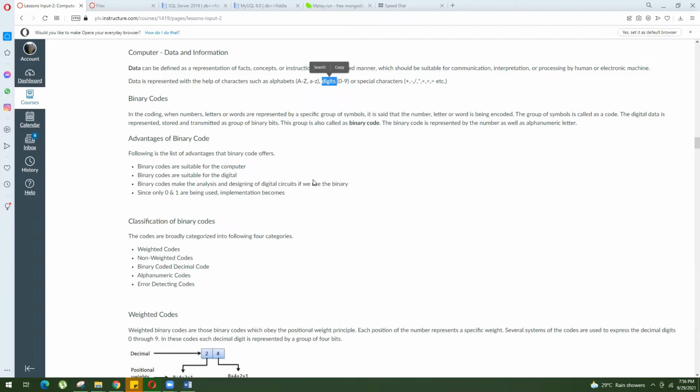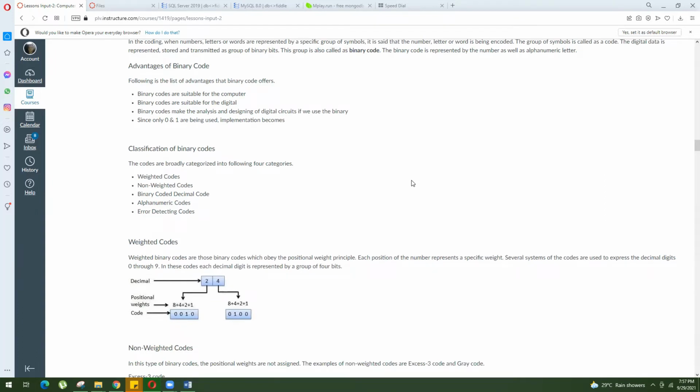Binary code, on the other hand, refers to when numbers, letters, or words are represented by a specific group of symbols. It is said that the number, letter, or word is being encoded. The group of symbols is called a code. Digital data is represented, stored, and transmitted as groups of binary bits. This group is also called binary code. The binary code is represented by numbers as well as alphanumeric letters.